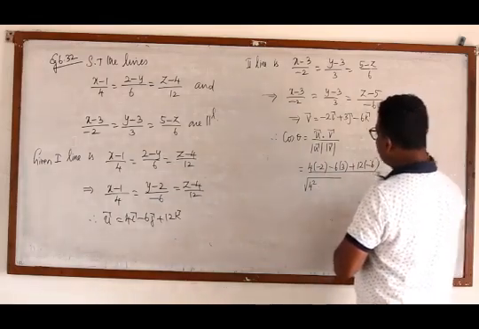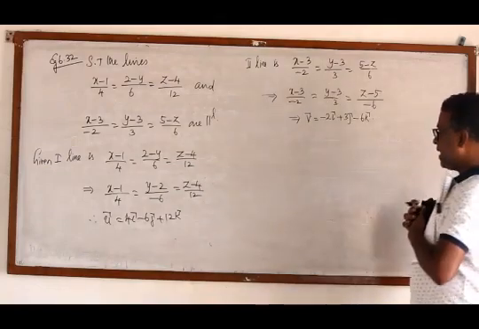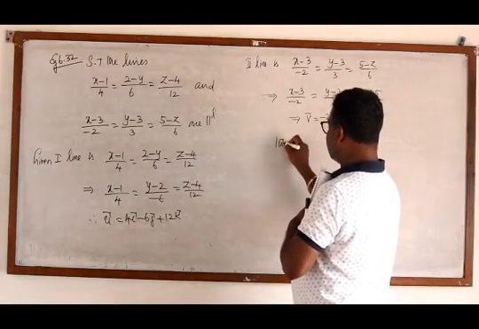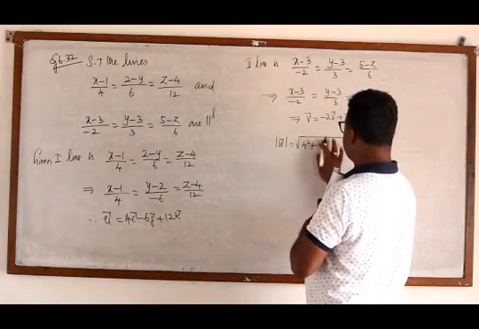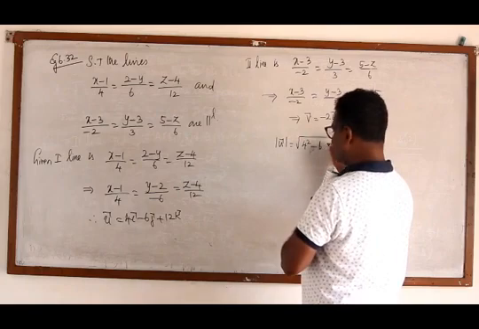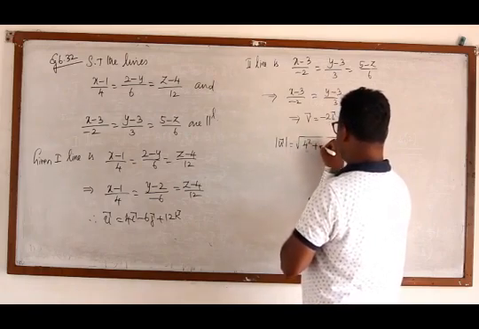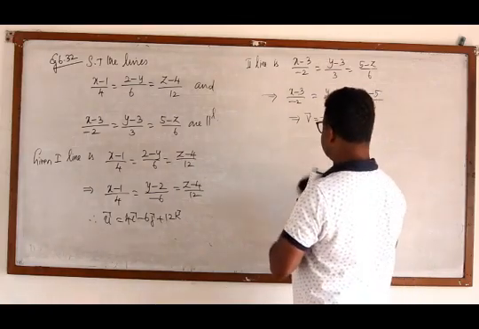Otherwise, I have to prove only that the lines are parallel. So, in that case, what will be the modulus of u? Modulus of u is root of 4 square minus 6 the whole square. Shall I write this u vector as?